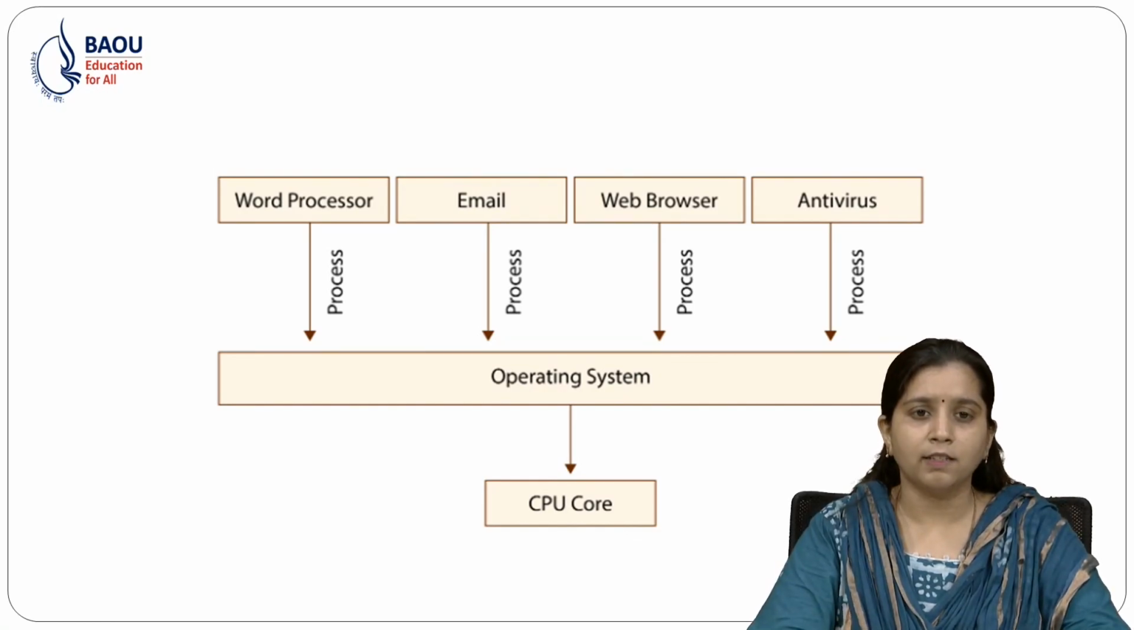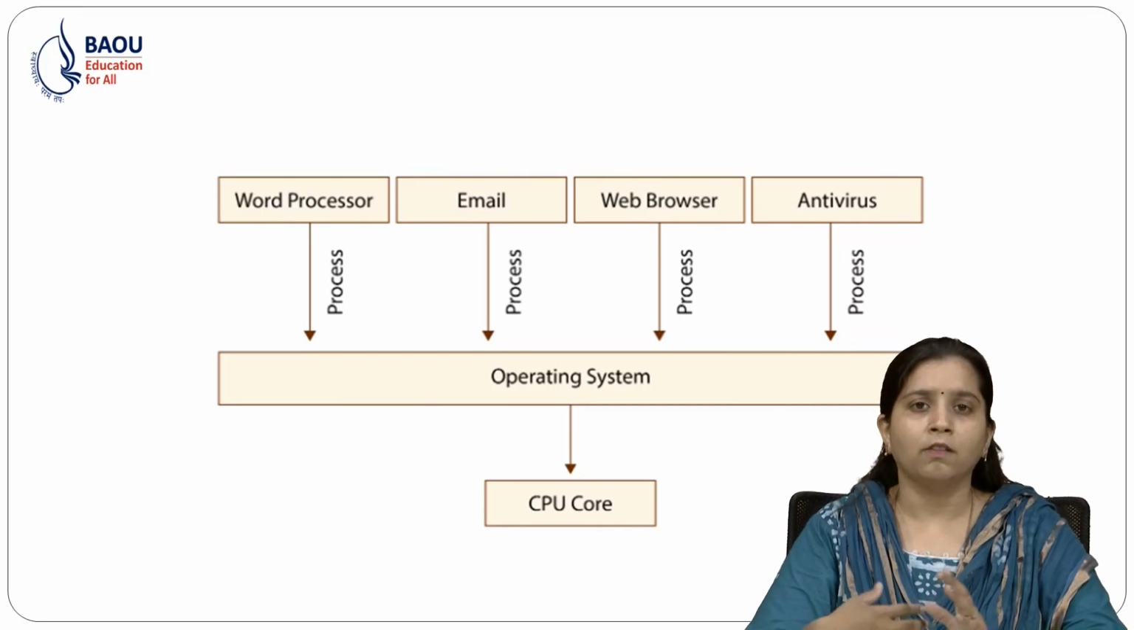An operating system uses the word processor process, email process, web browser process, and antivirus. In this, the user is going to select the word processor, then email.